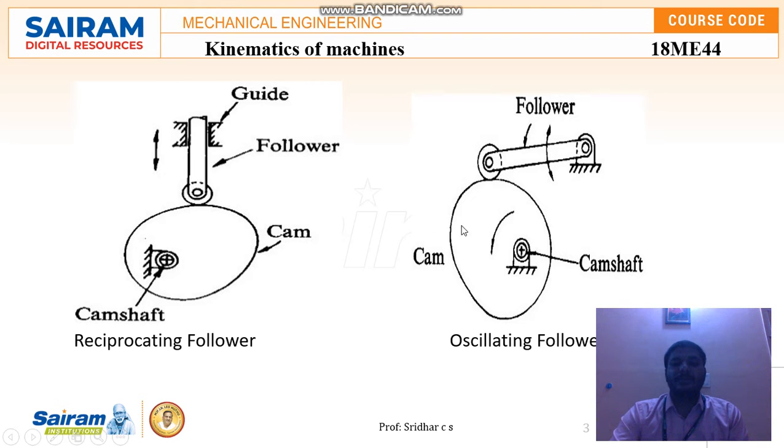Here is the oscillating follower. You can see the camshaft and the cam rotating, and whichever direction the cam is rotating, the function of the follower is to follow that particular path or direction only. That is about the reciprocating and the oscillating follower.